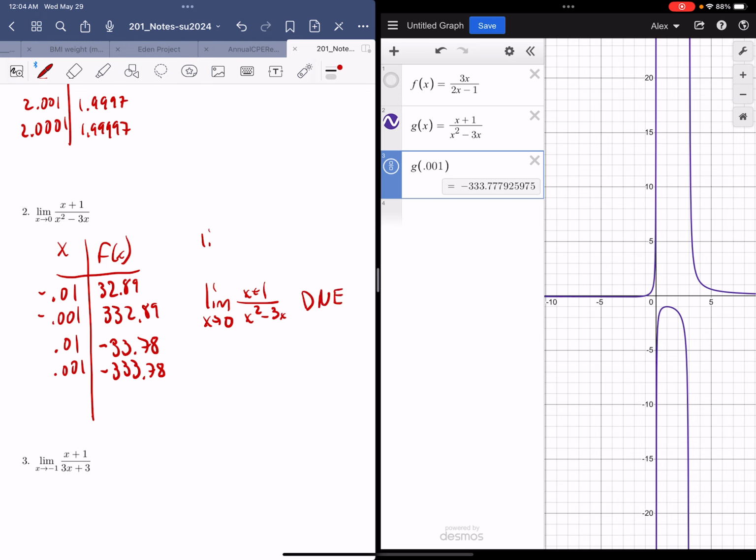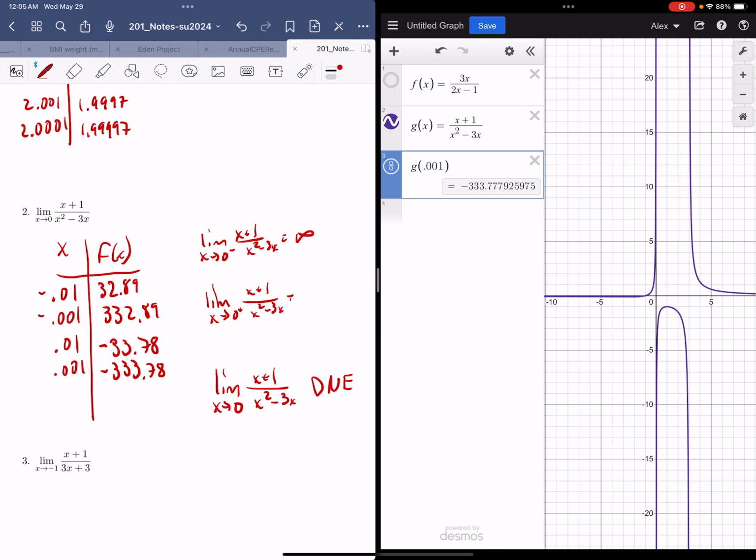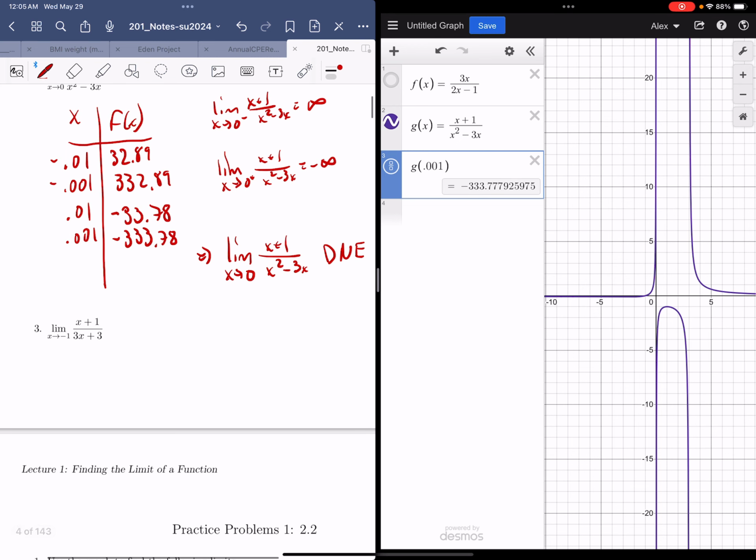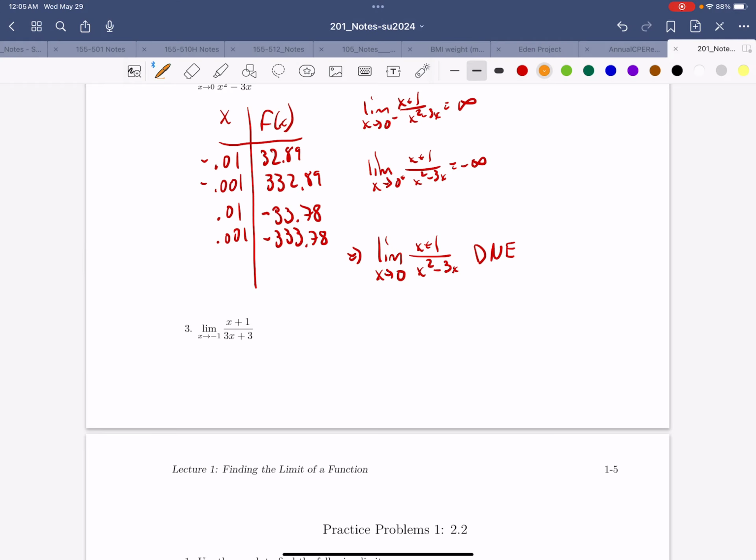Right? And the reason is that the limit as x approaches 0 from the left equals infinity. Maybe I'll move this down a little bit. Limit as x approaches 0 from the right equals negative infinity. And so that means the double-sided limit does not exist, right? So as for this last one, well, for that one, maybe I'll just let you try that one.